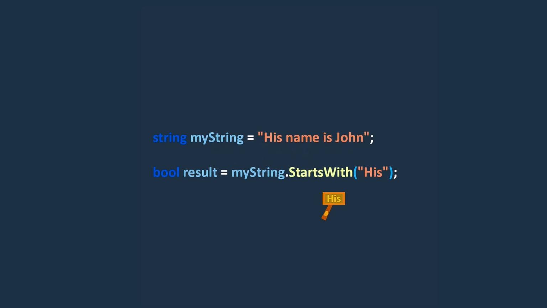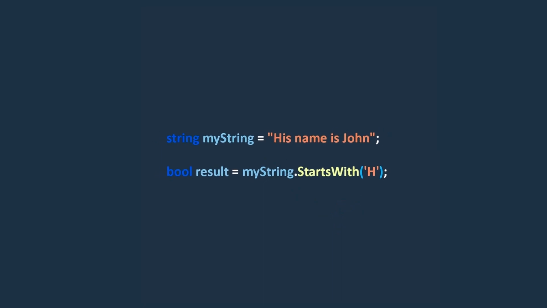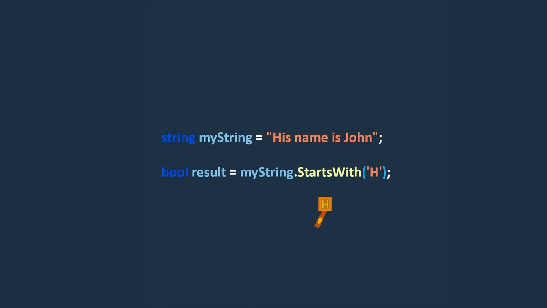For example, here, since the myString value starts with his, the result would be true. However, if we pass his with a lowercase h to this method, it will return false because it's case sensitive. We can also pass a character as a parameter in this method. In this case, since the string starts with an uppercase h, the result would be true.